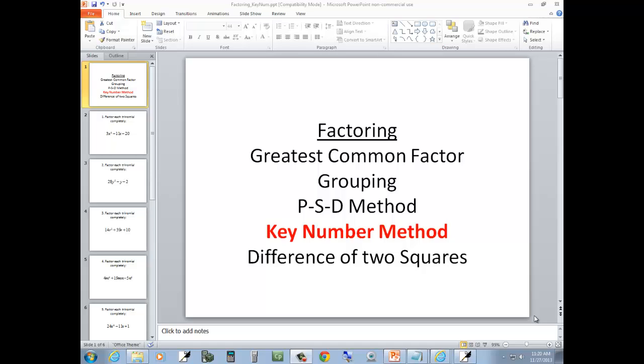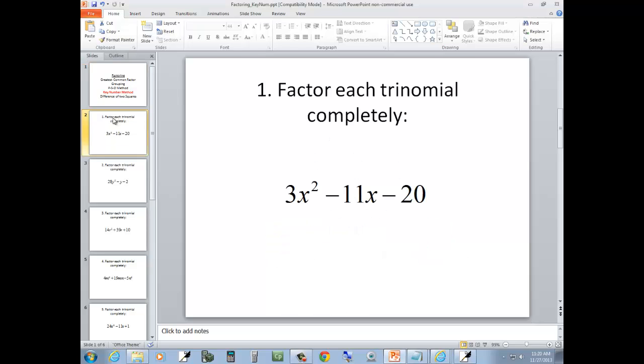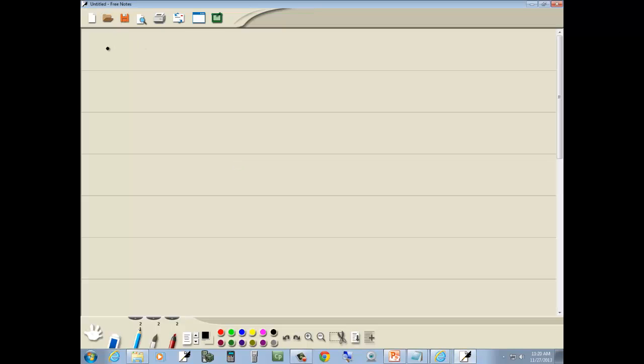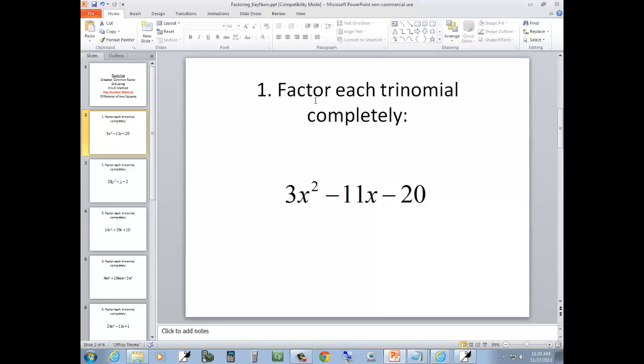Well, let's take a look at the key number method. Let's start with this problem. So we've got 3x squared minus 11x minus 20. And I want to factor it.